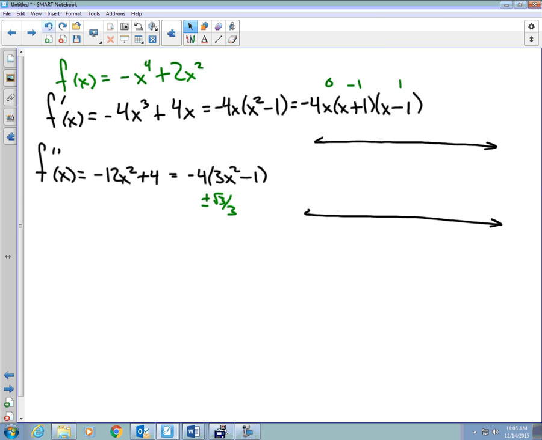And I like to try to line up my derivatives, my number lines, so that they match. So the square root of 3 over 3 is about 0.57. As I mark this out, 0, negative 1, positive 1, negative root of 3 over 3, and positive root of 3 over 3. That way they just line up better if I do that.